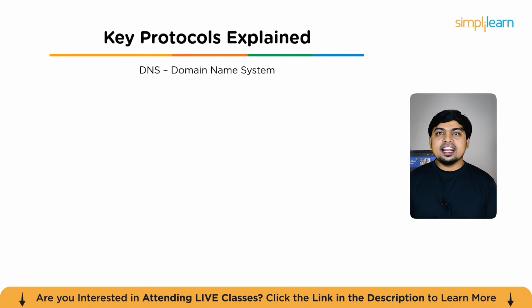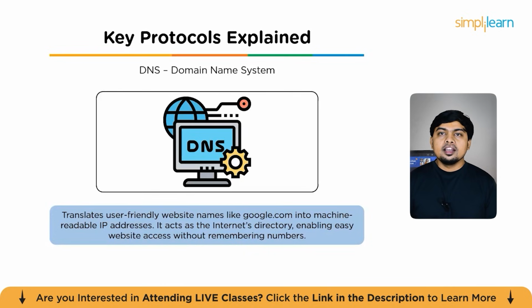Next, we have DNS, the Domain Name System. The internet is based on numbers, which are the IP addresses, but humans prefer names. That's where DNS comes into the picture. It converts domain names like example.com into IP addresses that computers can understand. It uses a hierarchical structure, from root servers to TLD servers to domain servers. DNS also uses caching to speed up future requests, so your device doesn't repeatedly ask the same question.